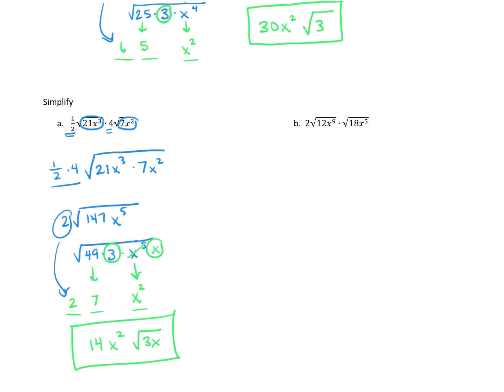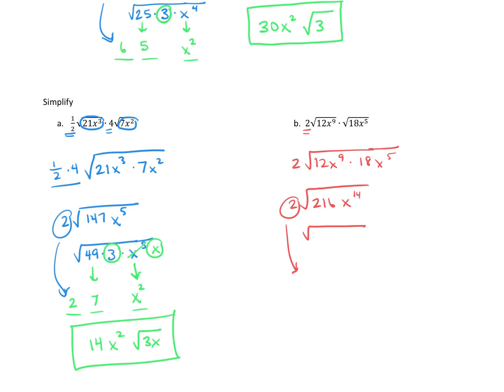All right, one more. We have a 2, nothing out in front, so the 2 stays in front, times 12x to the 9th times 18x to the 5th. Let's go ahead and multiply together. 12 times 18 is 216. X to the 9th times x to the 5th is x to the 14th. All right, now let's grab this 2. Let's not forget that's going to come down. This 216, we grab our calculators, we start dividing.